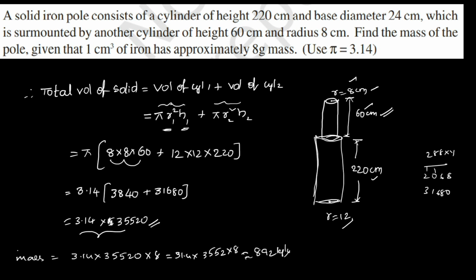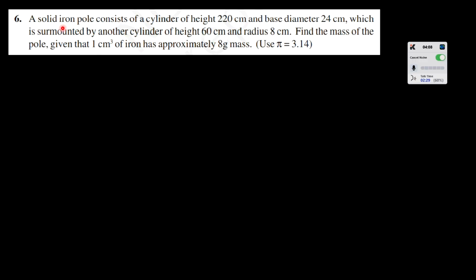There are 2 cylinders, and we need to find the volume of the 2 cylinders, that means volume of first cylinder plus volume of second cylinder. That's it. So in this question it was given that a solid iron pole consists of a cylinder of height 220 centimeter and a base diameter 24 centimeter, which is surmounted by another cylinder of height 60 centimeter and radius 8 centimeter. Now find the mass of this pole, and given that 1 centimeter cube of iron has approximately 8 grams.